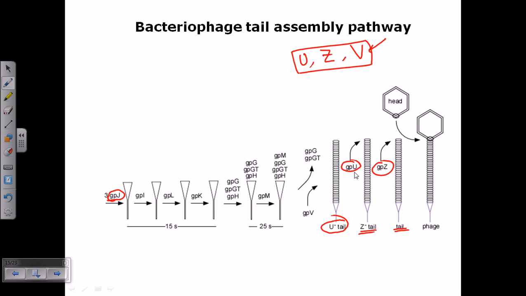Once they have arranged this GPU and GPZ and finally produced a mature tail, the tail will be assembled with the head particle of the phage, and the assembly of the tail and the head particle will take place simply via a random process. So tail and head will be attached randomly via the Brownian motion theory. They just attach there, and then the fully matured phage is ready to infect, ready to be lysed outside. Okay, so this is about the lytic phase.